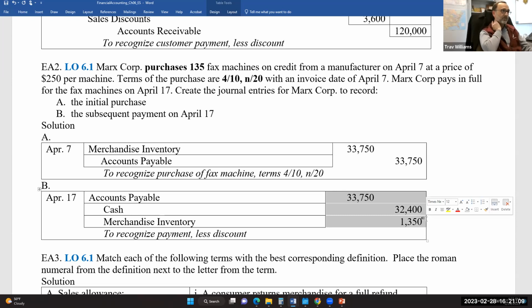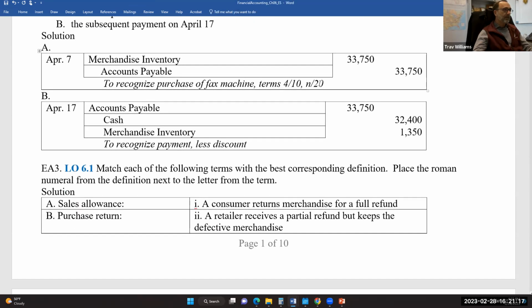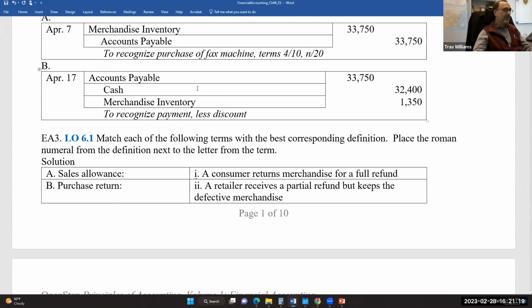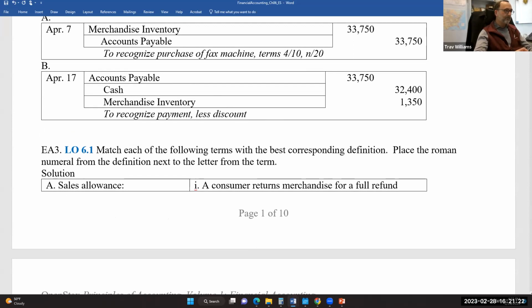All right, any questions here on number 2? Feel free, you can put questions in the chat or you can unmute, whatever you're more comfortable with. Not seeing any, let's go to a matching activity here for number 3.